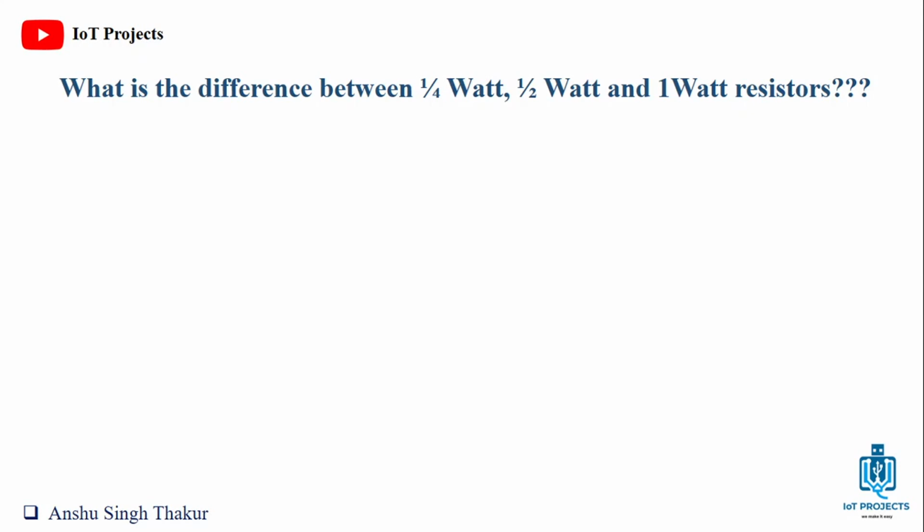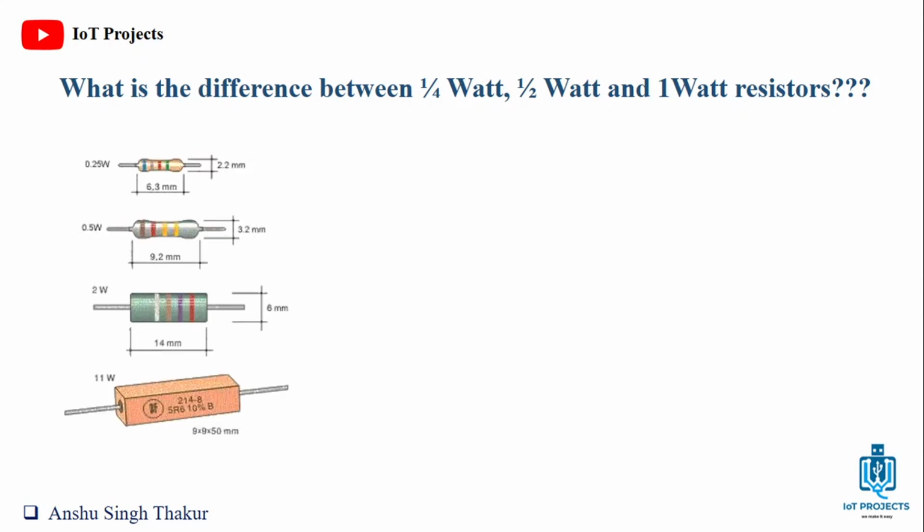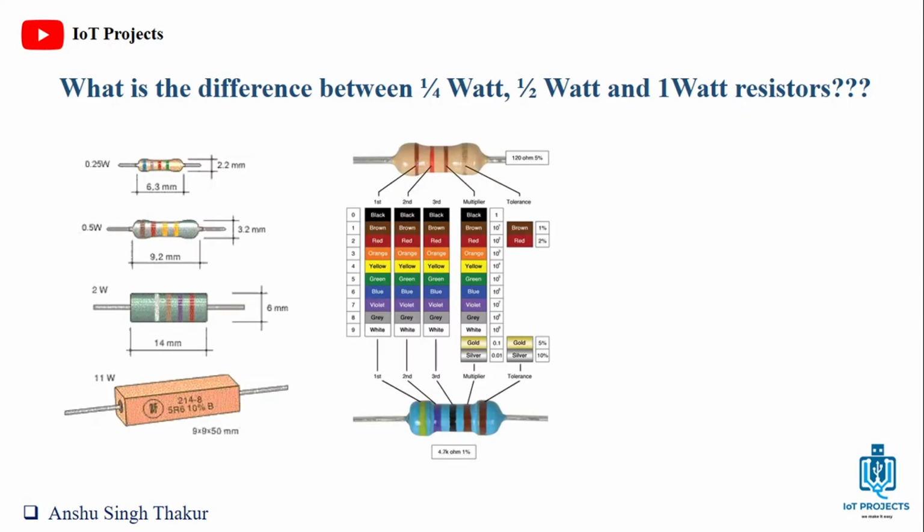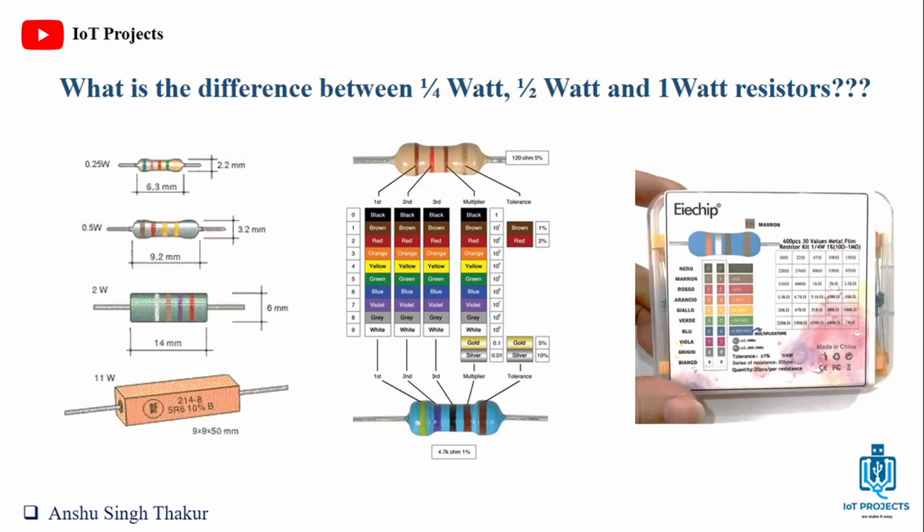Today we will be discussing the difference between quarter watt, half watt and 1 watt resistors. Resistance is one of the most important terms used in electric circuits. The resistance is measured in units called ohms. Resistance is a term that describes the forces that oppose the flow of electron current in a conductor.